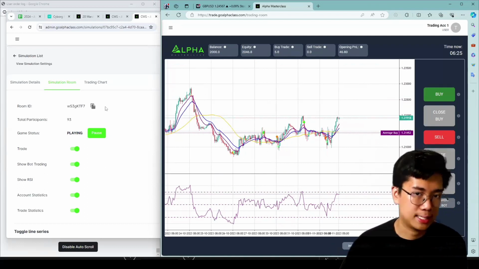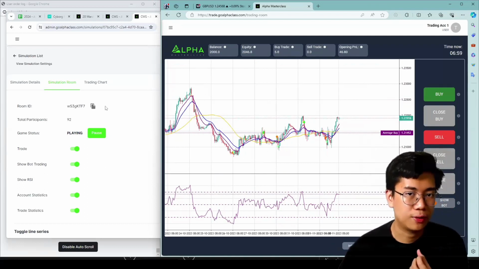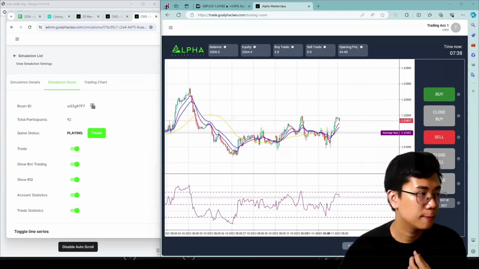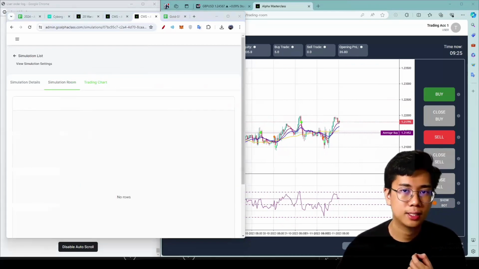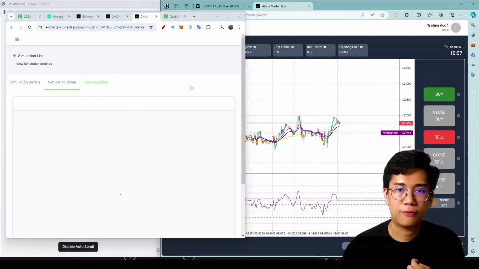Isn't it a waste if we close the trade before reaching 1370? Okay, before I answer your question, let's look at the top performing traders right now.